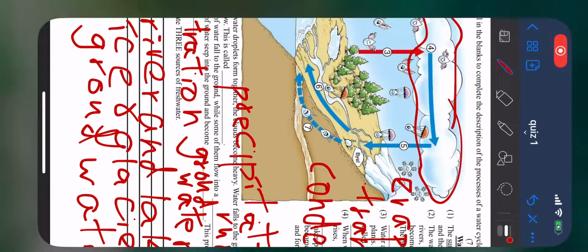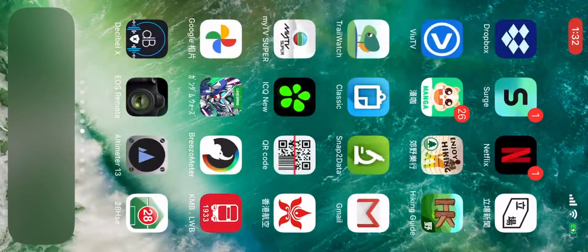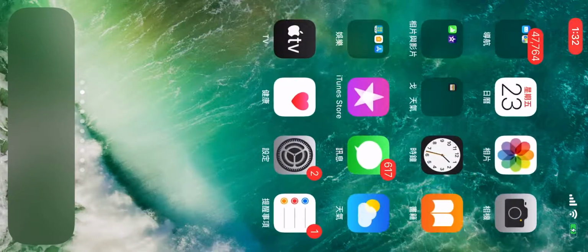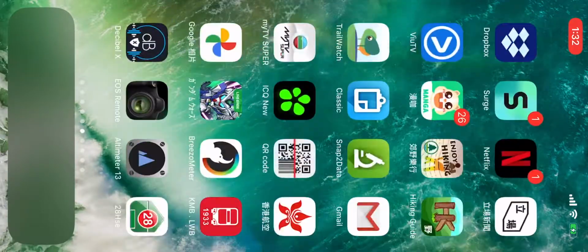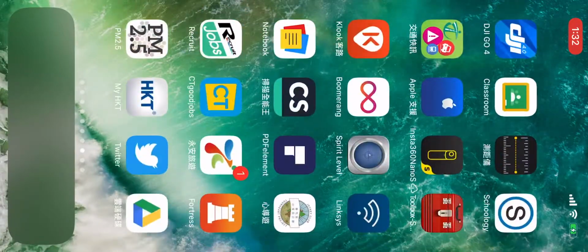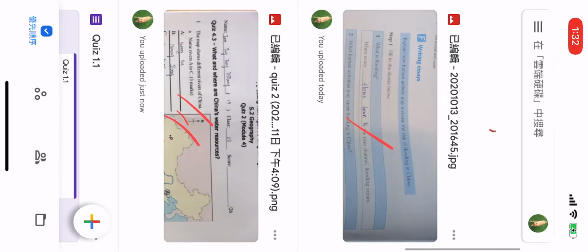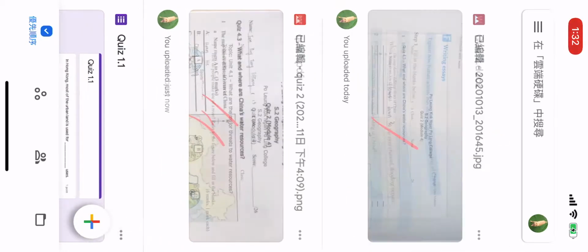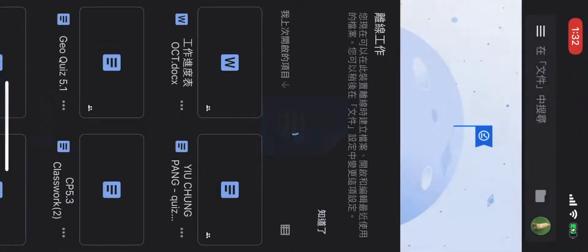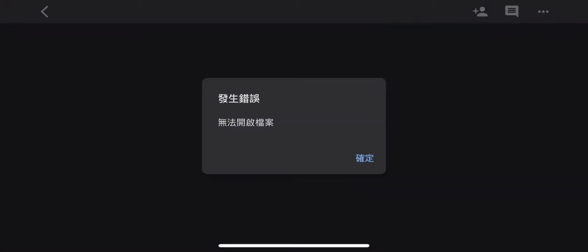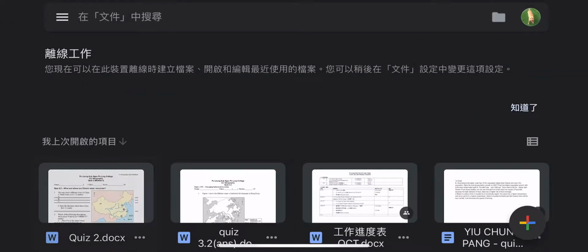Wait a minute, I need to change to another software. Okay, which is Google Drive. And let's see, where's my Google Drive? Google Drive, come on, yeah. Hi, where are you? Yeah, we're here. I just want Google Drive. I just want quiz 2, please. Oh, how come? Please give me Google.